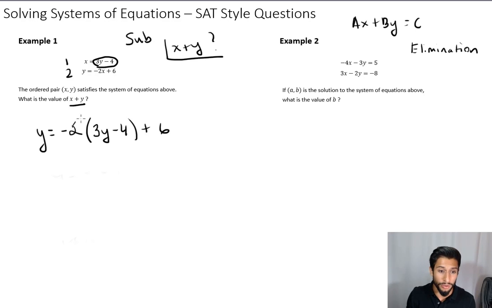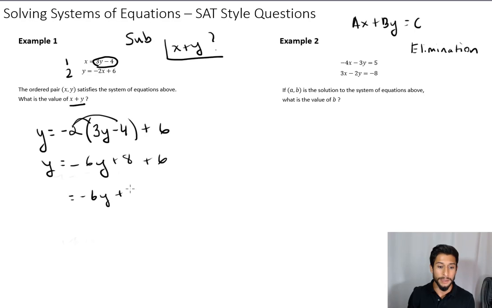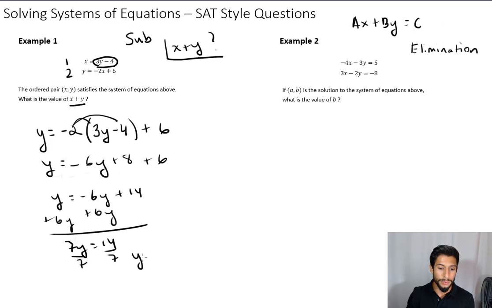The next step is just to solve. So we're going to distribute: -6y plus 8 plus 6 equals y. Combine like terms, right? So that becomes 14. And then we're going to add 6y over to this side. 7y is equal to 14. Divide by 7, boom. Y is 2.